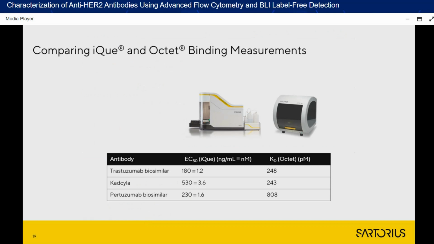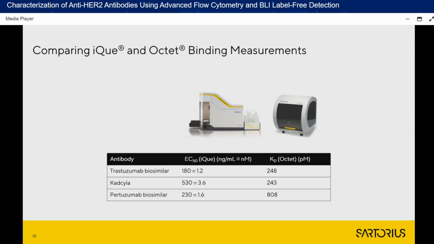And so then we went back and we wanted to compare how those relative EC50s measured on the iQue compared to the relative KDs measured on the Octet. So what we noticed is that the relative values on each instrument were actually different. On the iQue, we saw fairly comparable and increased potency binding with trastuzumab and pertuzumab. And then it was actually the Kadcyla that had the lower level binding. Whereas with the Octet, as I've just shown, it was obviously that pertuzumab that had the lowest affinity.